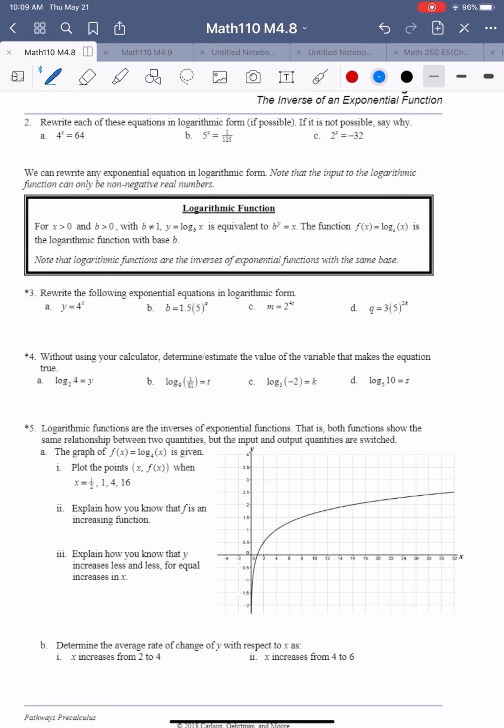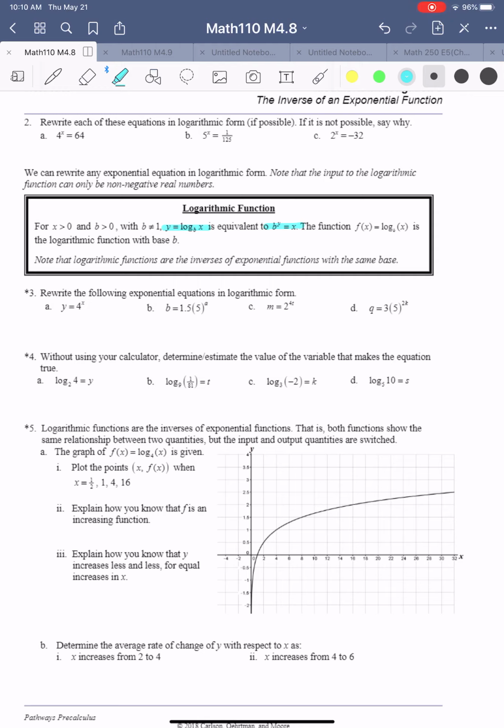When x is positive, b is positive, and b is not equal to 1, y equals log base b of x is equivalent to b to the y power equals x. These are the same thing. So f of x equals log base b of x is a logarithmic function with a base of b.